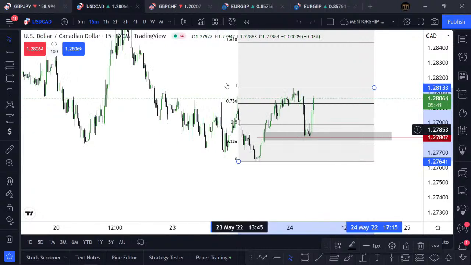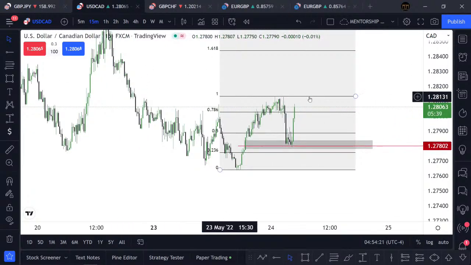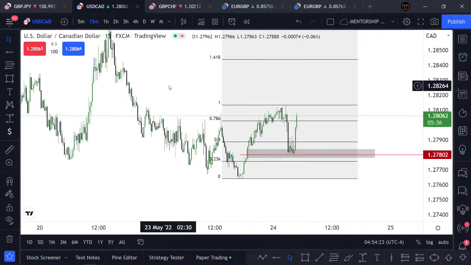So what am I looking at here? Well, I'm looking at all these highs here, okay, being taken. Now this is the pound, so the dollar, the US dollar against the Canadian dollar.